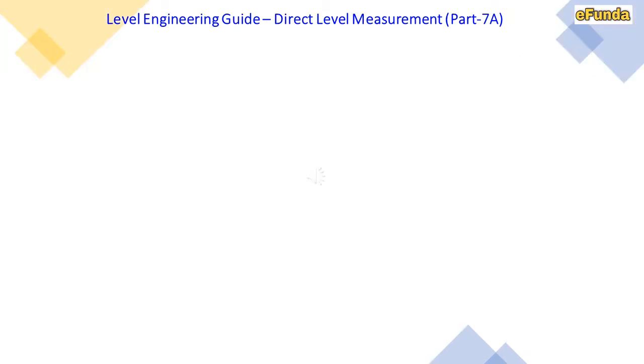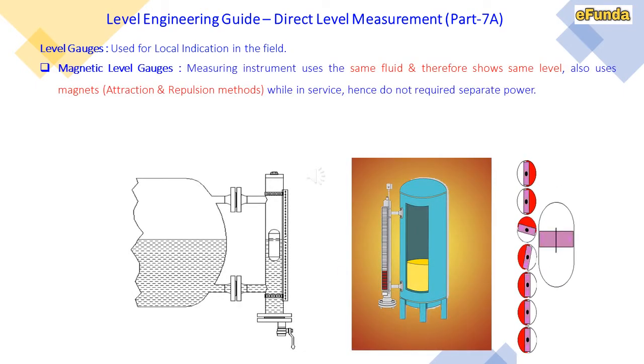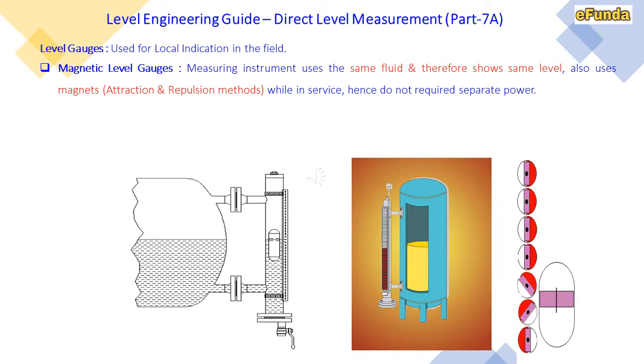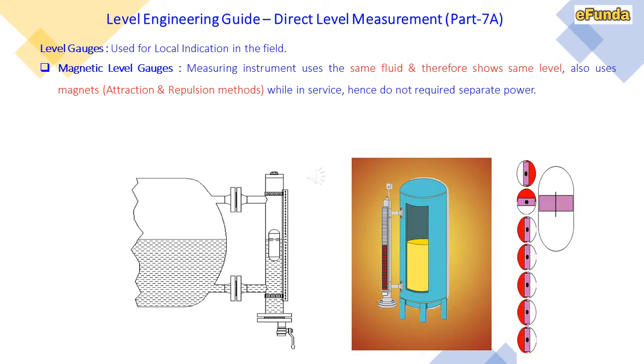Now we will see the topic of level gauges used for local indication in the field. Today we are going to see the most popular devices, the magnetic level gauges, which use the same fluid and therefore show the same level. They also use a magnetic attraction and repulsion method while in service, hence they do not require a separate power source for operating these devices.